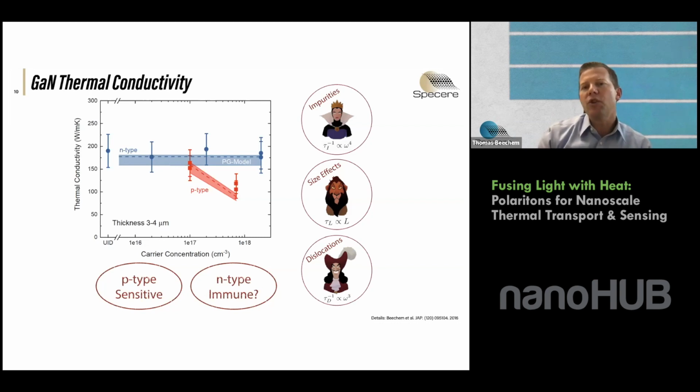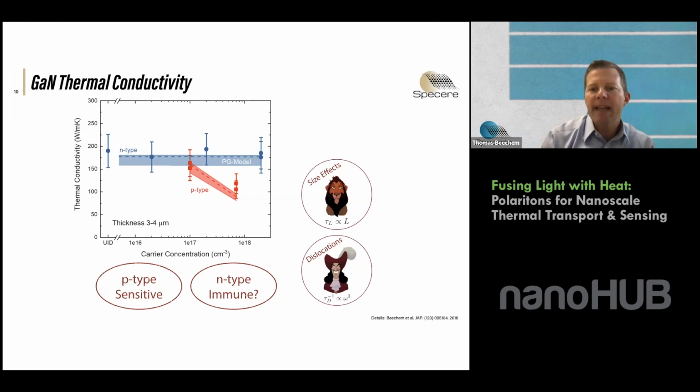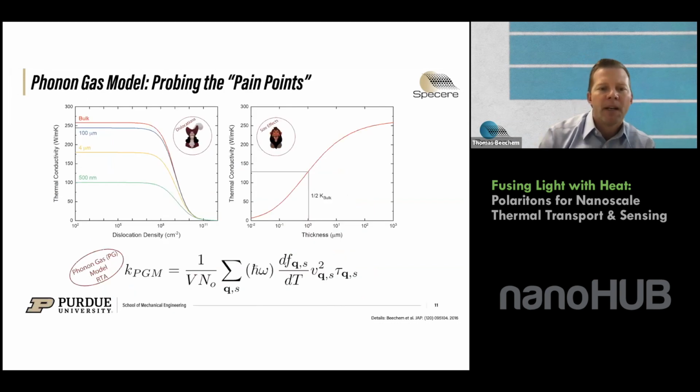We obviously knew that our impurities weren't affecting the thermal conductivity for the N-type material, so that couldn't be it. And so the question becomes, is it the dislocations or is it these size effects? What I'm plotting here is a calculation from the phonon gas model of the thermal conductivity versus dislocations on the left, and the thermal conductivity versus the thickness of the gallium nitride layer on the right.